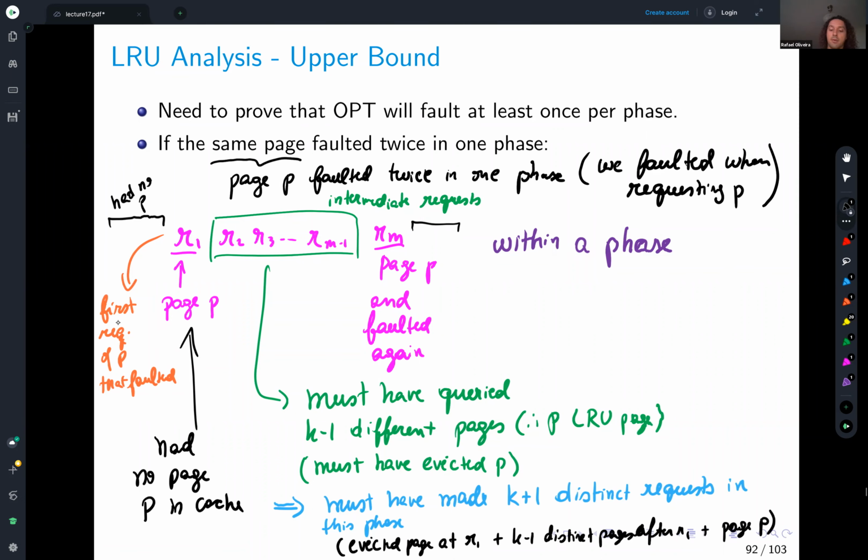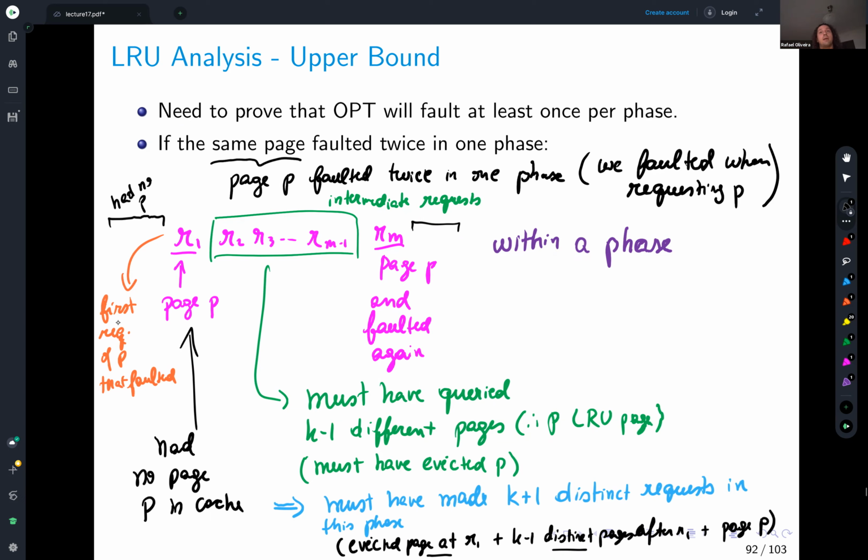Again, with this k minus 1 distinct pages there is a little bit of detail, but the thing is, if one of these pages is equal to the evicted page, it means that we evicted another page beforehand, right? There were always k pages and P was not there in this phase. Does that make sense? So here we must have made this k plus 1 distinct request in this phase.